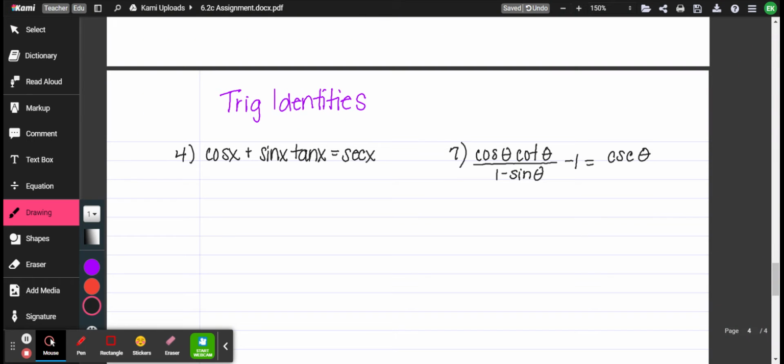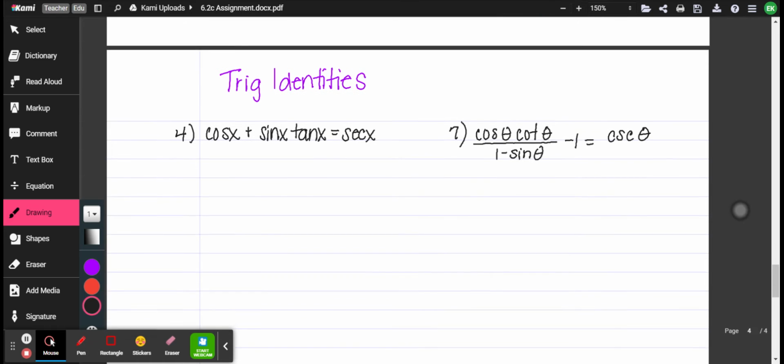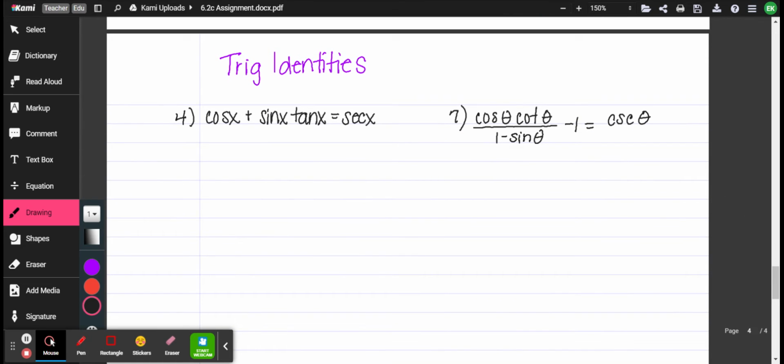Okay, so I'm going to work through a couple of these trig identity problems just to give you an idea of how to work with them. We're going to start with these two and go step by step through how I would do it. Again, this is not the only way to do it, just something that works, okay? So let's start with number 4 here.